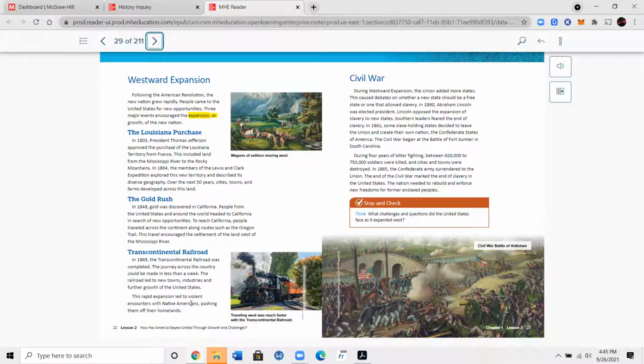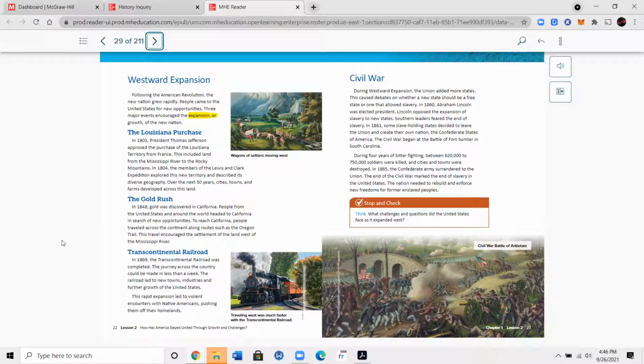So, three of the things that encouraged people to move or expand and live in the United States, to come over from Europe, were the Louisiana Purchase, the Gold Rush, and the Transcontinental Railroad. And within each of these, you can find different causes and effects.